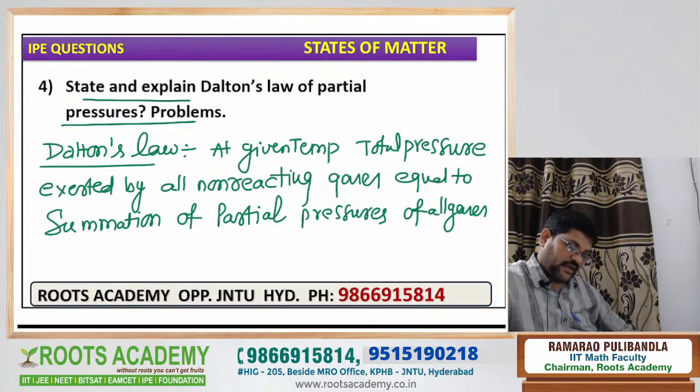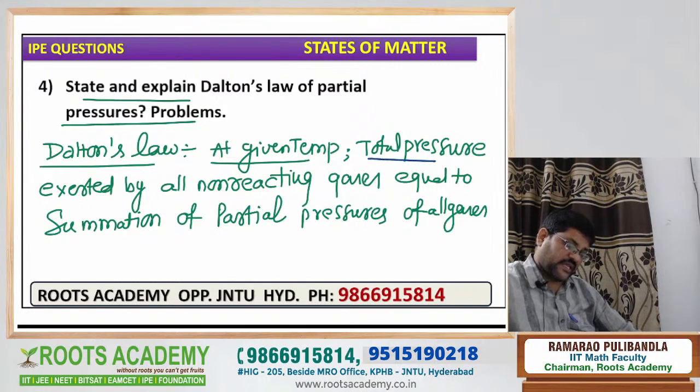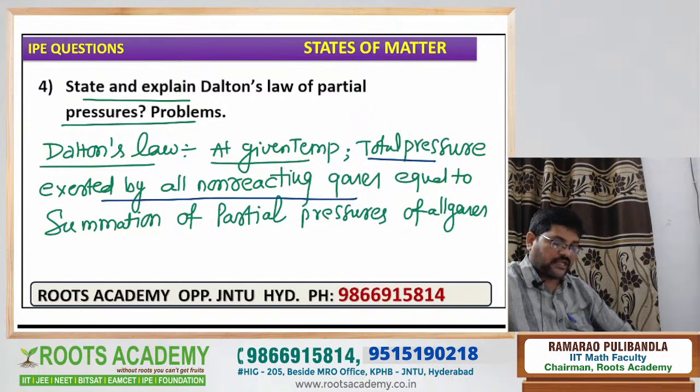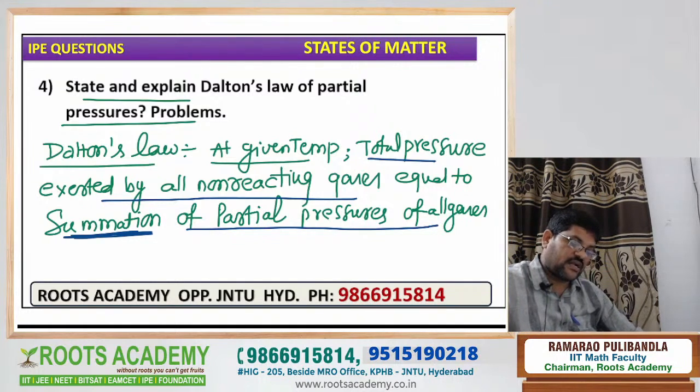Repeat once again. At a given temperature, the total pressure exerted by all non-reacting gases is equal to the summation, the add up, of partial pressures of all the gases. That is called Dalton's law.